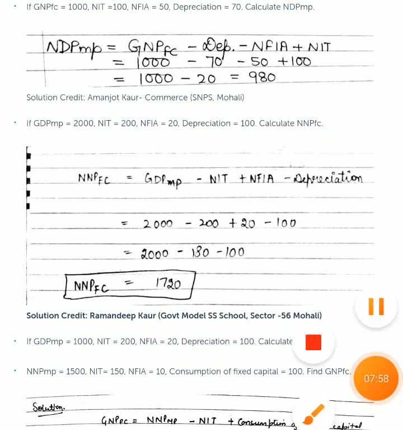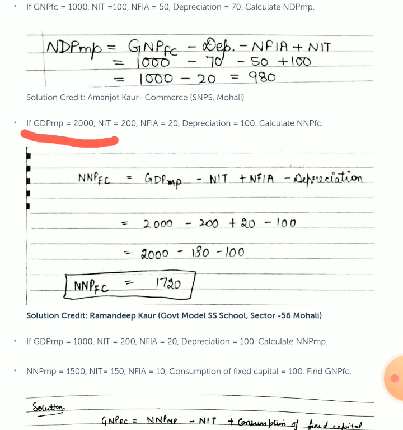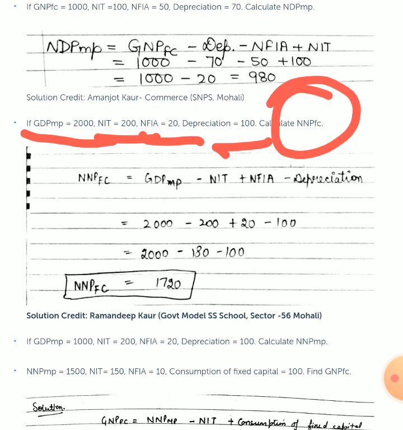This is somewhat different from the above one. Here GDP MP is given, 2000. NIT is given 200, NFI is given 20, depreciation is given 100. You have to calculate NNPFC. Remember, NNPFC is also called national income. I have told you earlier while teaching you the domestic income and national income. So NNPFC is also called national income, and NDPFC is called domestic income.